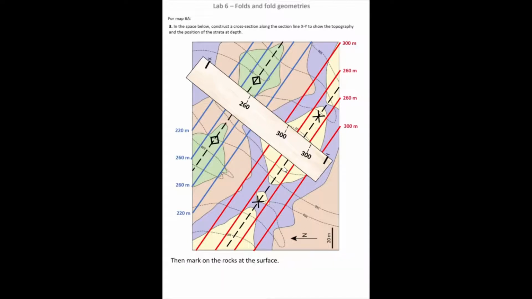Then we can mark on the rocks that we would find at the surface by adding a thin veneer of colour along the strip of our cross section to show what rocks would be cropping out the surface at those locations.